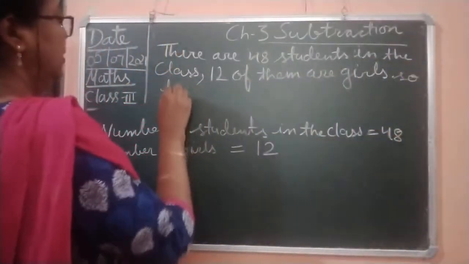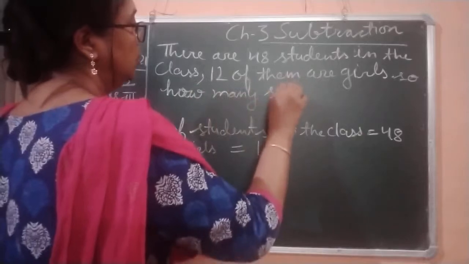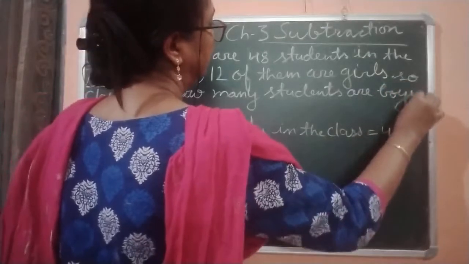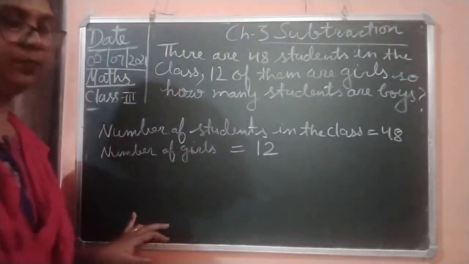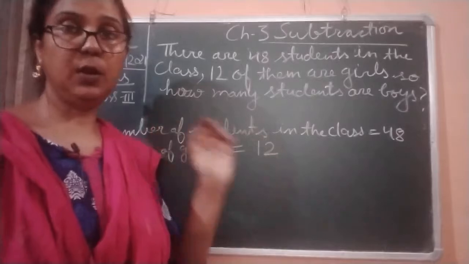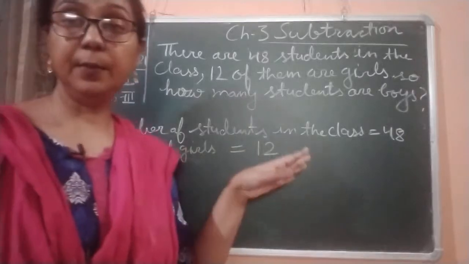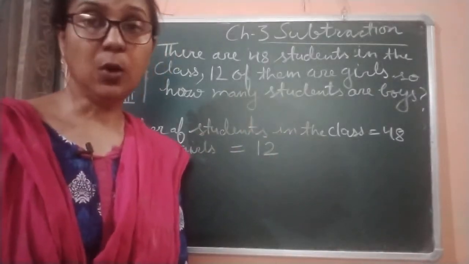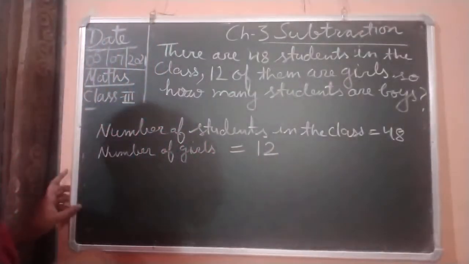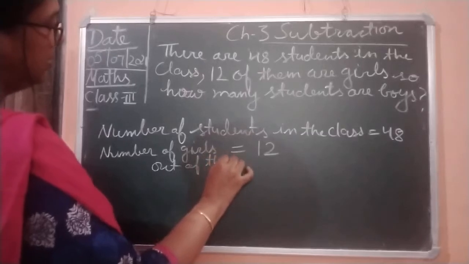How many students are boys? So here you have to write, because the total number of students is given over here, 48 total strength of your class, and out of them 12 are girls. So how can you take out the boys' number? So first, out of them you just write, so it might be very clear for you.